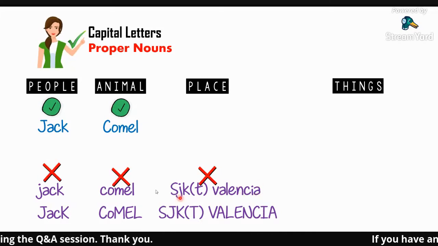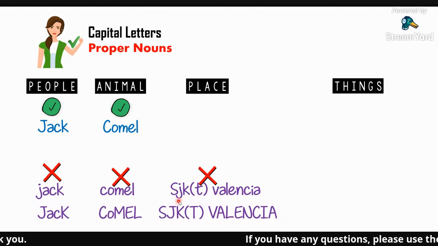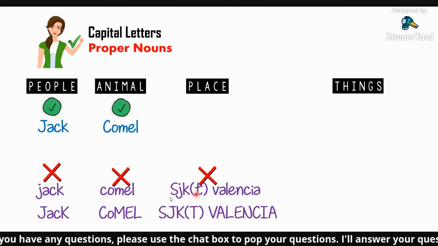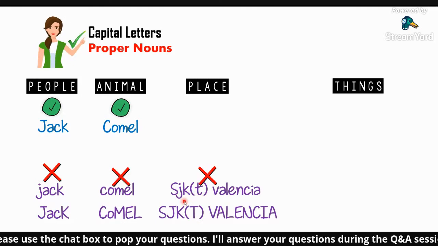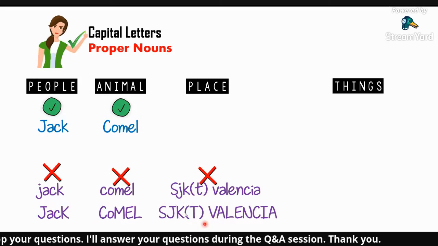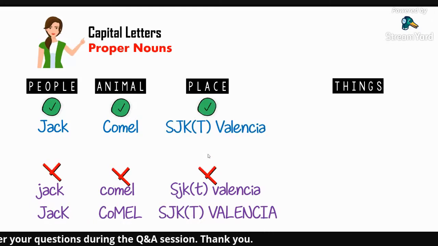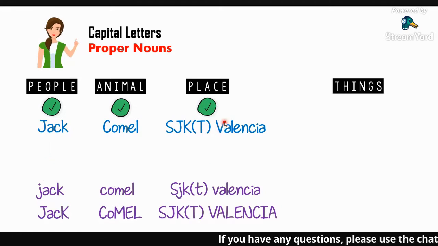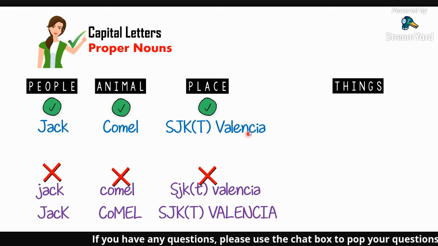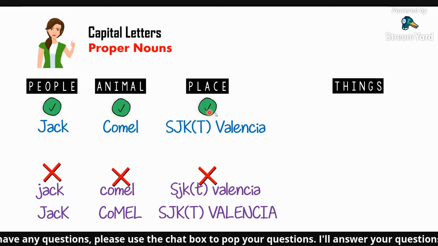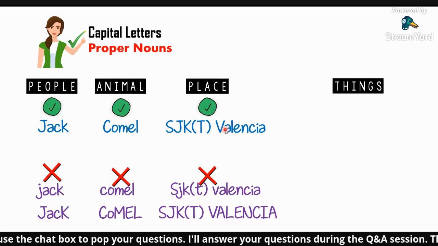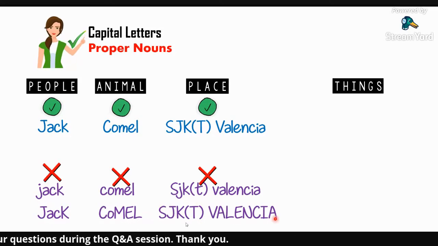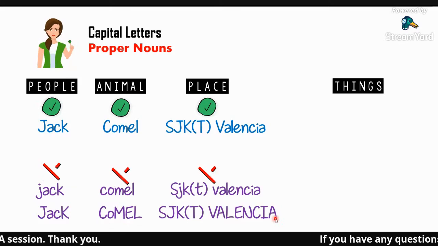Now, the wrong ones are like this. You must be very careful when it comes to these letters over here. How does it have to be? It has to be like this. Everything in capital, and then the letter V for the word Valencia, that is the only other letter in uppercase. So you have to be very careful. Do not tend to write everything in capital. That is not the right way to do it.